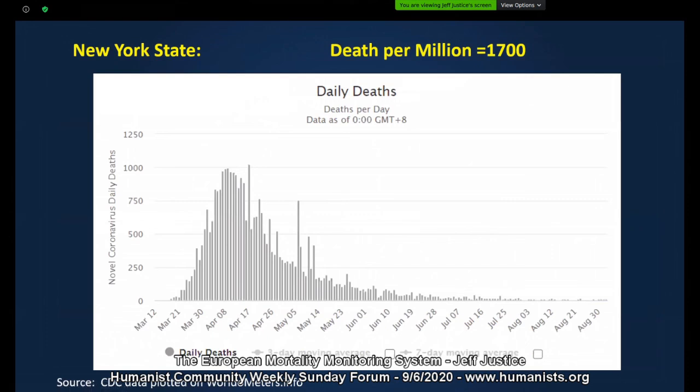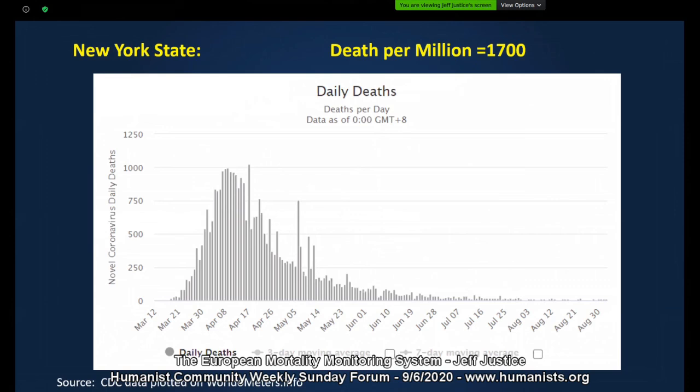Here's New York City, New York State, which had the worst outbreak on the planet back in April. They have 3 times more deaths than the rest of the United States. But the interesting thing is that the death rate has fallen to almost 0. And there are days in New York City now where there are no deaths. So a model should try to explain that.